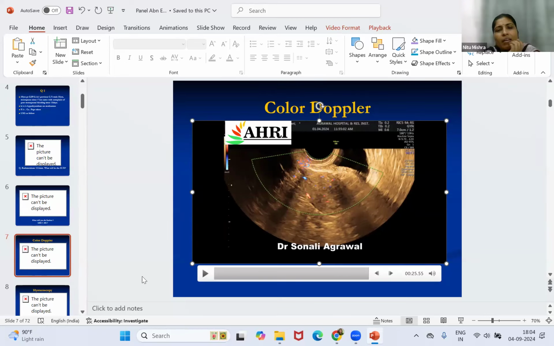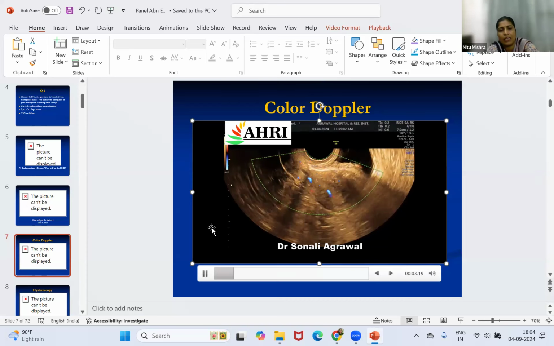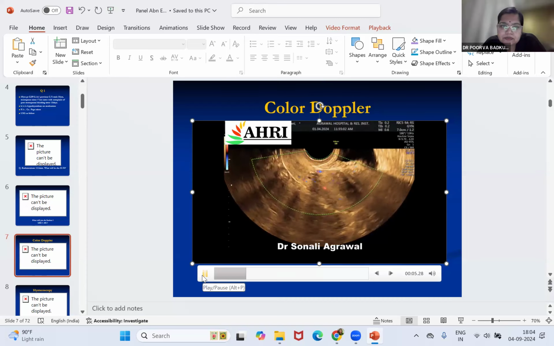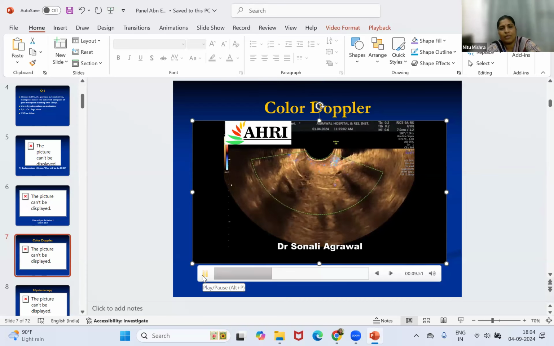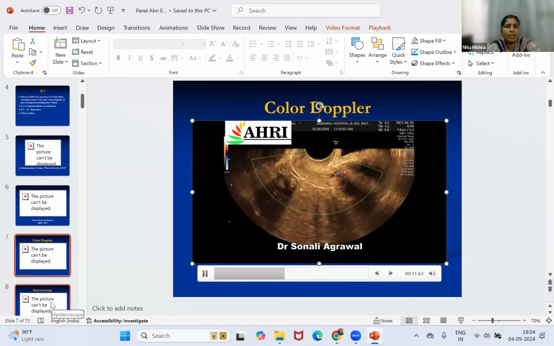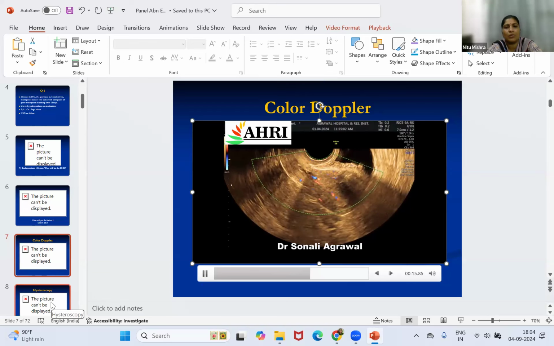May I, doctor? Yeah, Dr. Neetu. On color Doppler, it is showing the feeder vessels here. Yes, the feeder vessels are seen. So endomyometrial junction, most probably it is polyp. And as it is a postmenopausal female, the chances of having malignancy in this polyp is high. So the next question was whether to go for MRI or SIS.